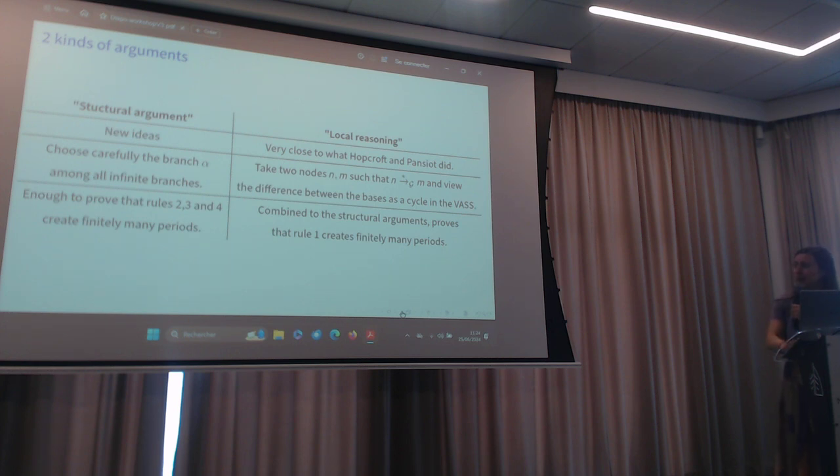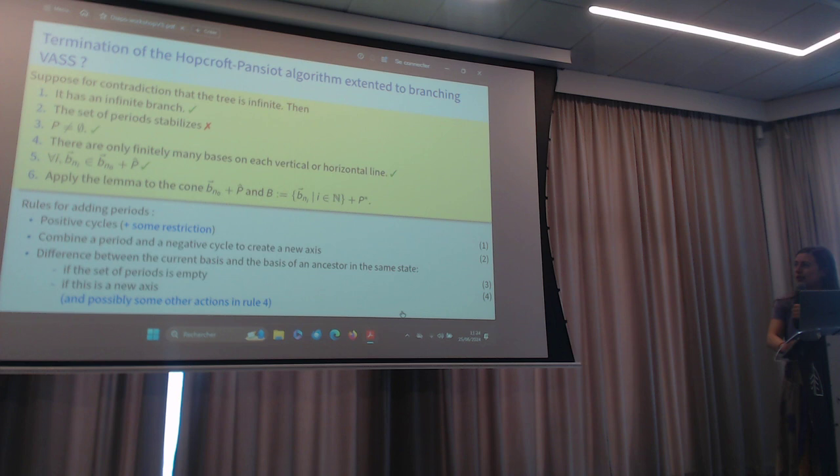So maybe I can explain what is difficult about them. Here you have point 4. Point 4 says that there are finitely many bases on each vertical and horizontal line, and this allows you to suppose that from some point in the branch, both counters are very high, and when the counters are high, everything in the branch is simpler, and that was how we could decompose the cycle into simple cycles, and say that all of these simple cycles were executable and apply the rules of Hopcroft and Portier.